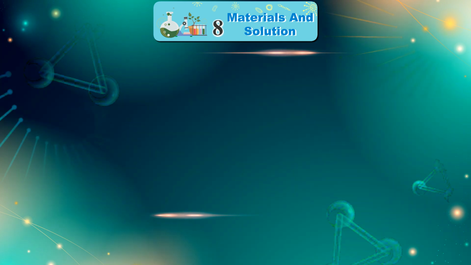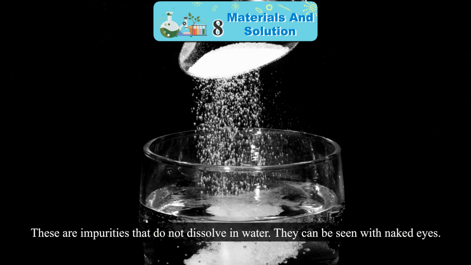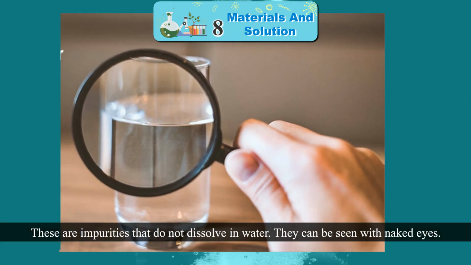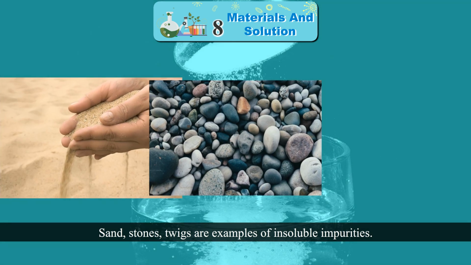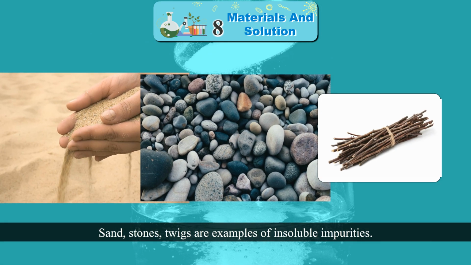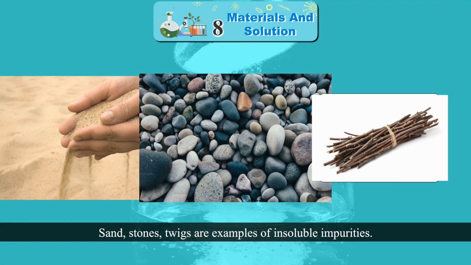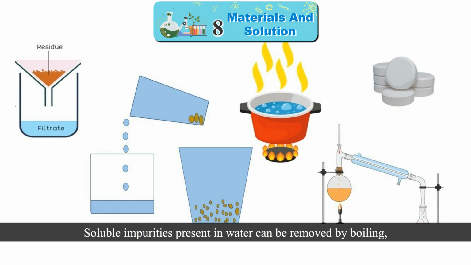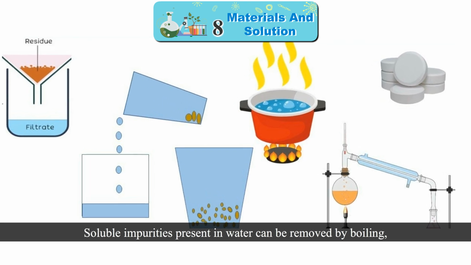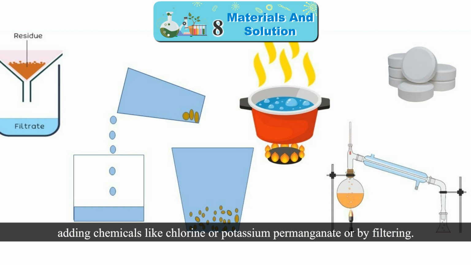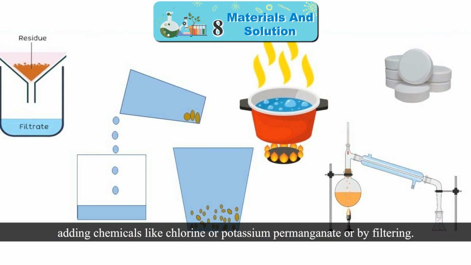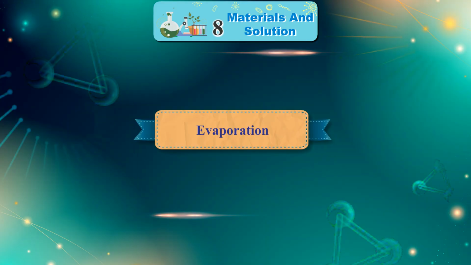Insoluble impurities. These are impurities that do not dissolve in water. They can be seen with naked eyes. Sand, stones, and twigs are examples of insoluble impurities. Purification of water. Soluble impurities present in water can be removed by boiling, adding chemicals like chlorine or potassium permanganate, or by filtering.